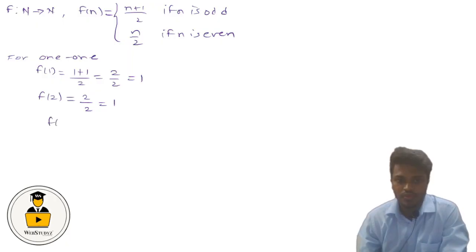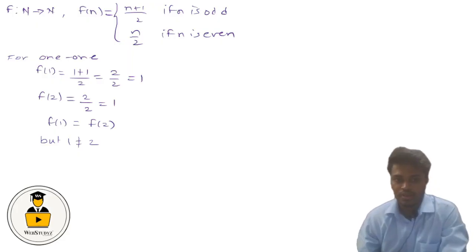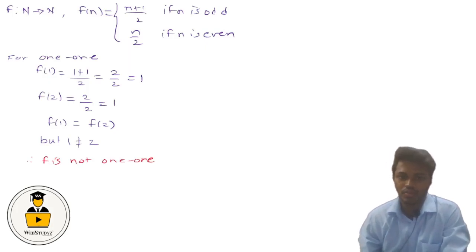So from here we can say that f(1) is equal to f(2), but the values x1 and x2, that is 1, is not equal to 2. Since it is not satisfying this condition, we can say that therefore f is not a one to one function. Now similarly, we will check whether the function is onto.